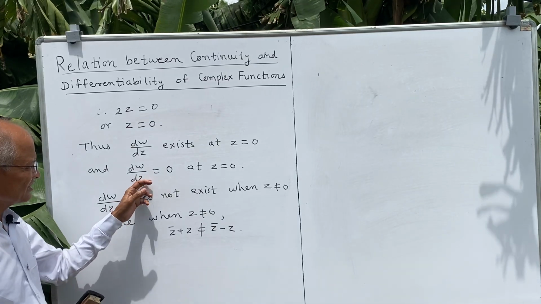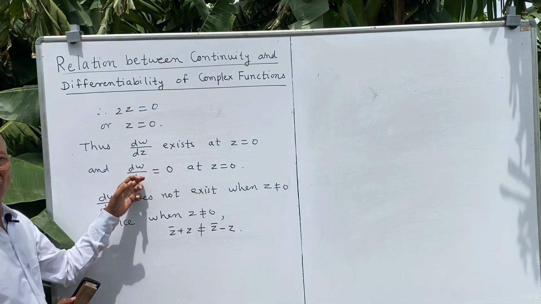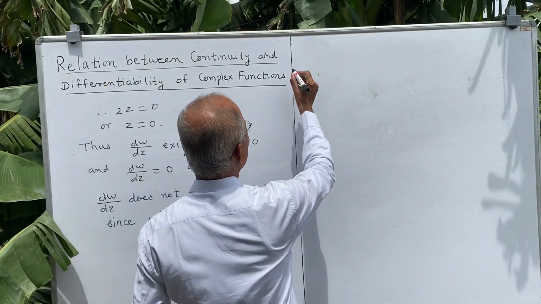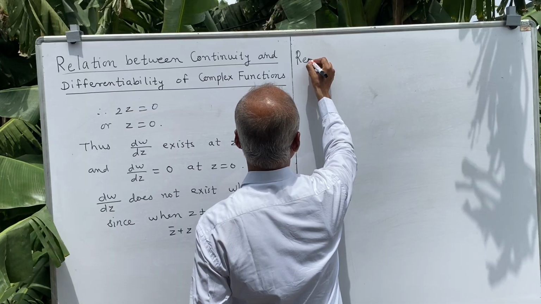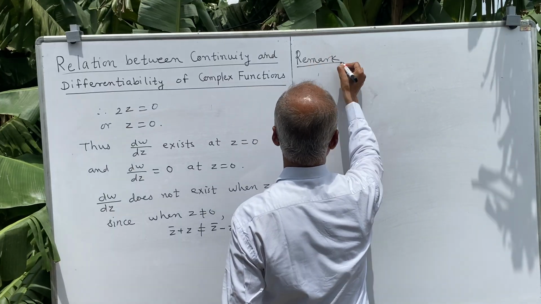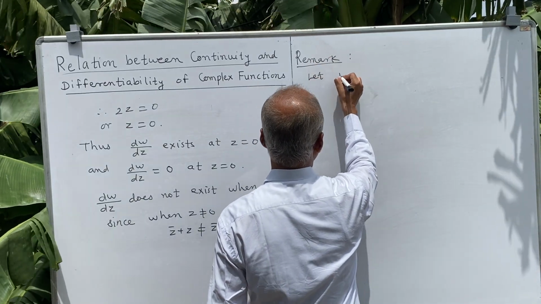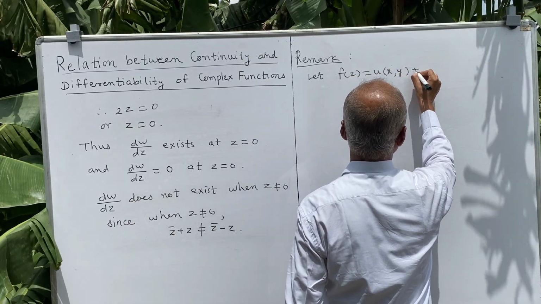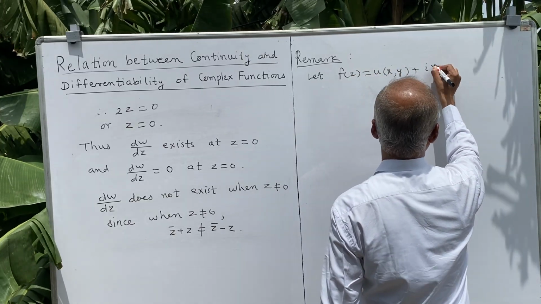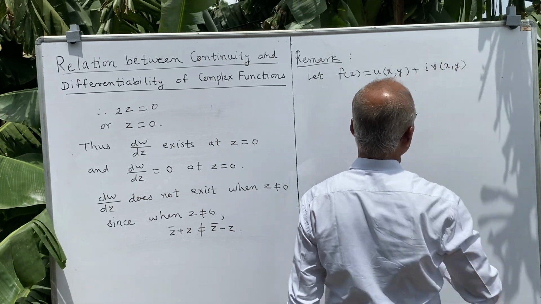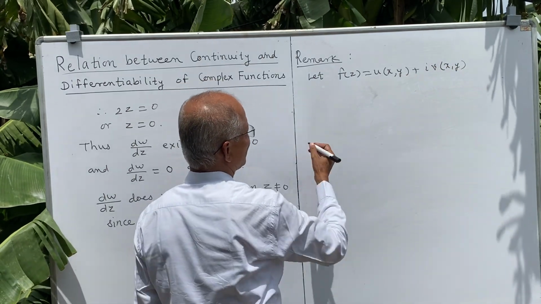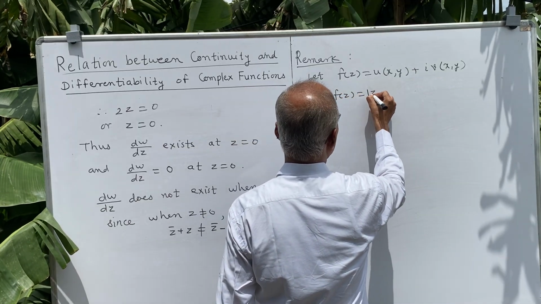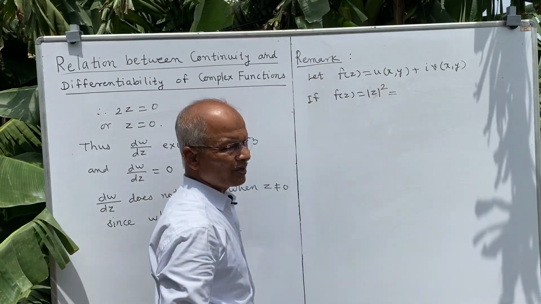So dw by dz exists at 0 and does not exist in the neighborhood of 0. So we write as a remark, let f of z be written in terms of the component functions u(x, y) plus i v(x, y). If f of z is equal to mod z square, now what will be u and v?